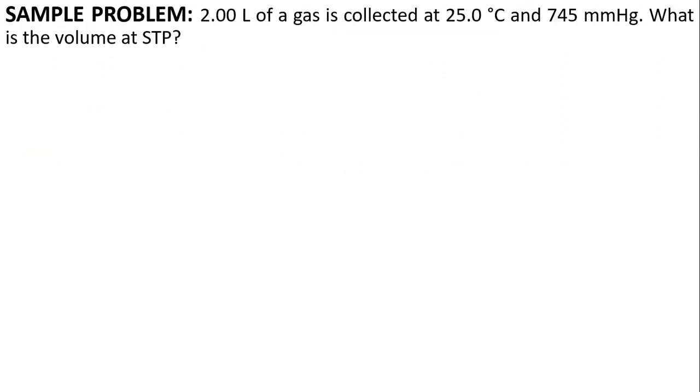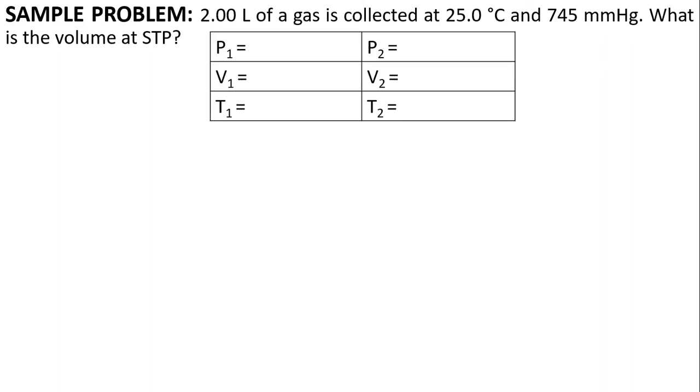2.0 liters of gas is collected at 25 degrees Celsius and 745 millimeters of mercury. What is the volume at STP? To make things organized, I'll do a table, then start inserting the given. We're looking for volume at STP, and we all know that at STP, the pressure is 760 millimeters of mercury and the temperature is 273.15 K. Since volume is missing, let's write this as X.